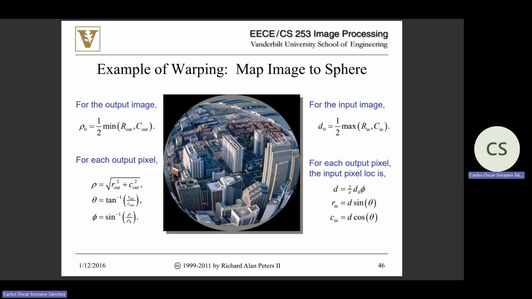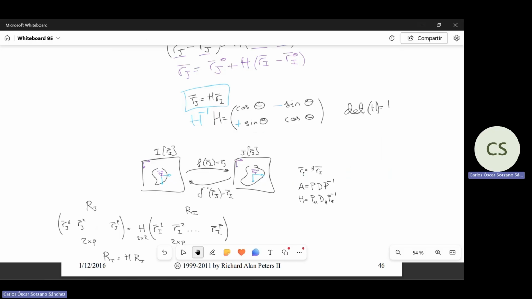Now we compute this d, using d0 that comes from here and phi that comes from here. Then we interpolate in the input image at the location d sine of theta, d cosine of theta. This is the input coordinate from which we have to interpolate when we want to fill this coordinate here. So, given a coordinate in the output, we need a way to go to a coordinate in the input.